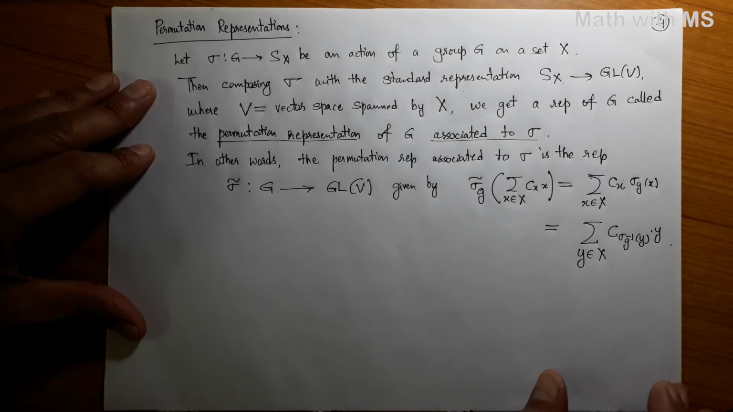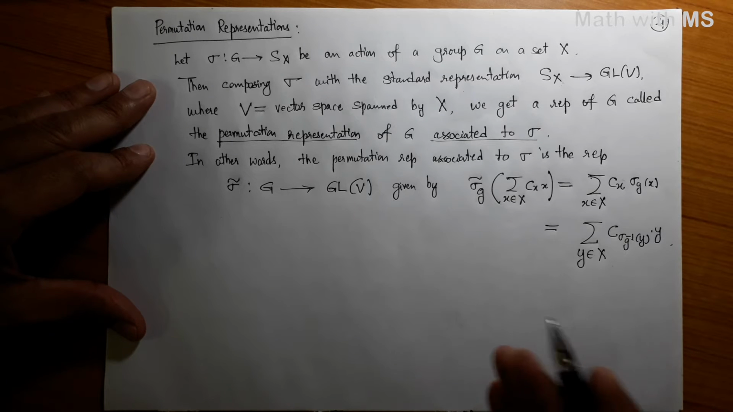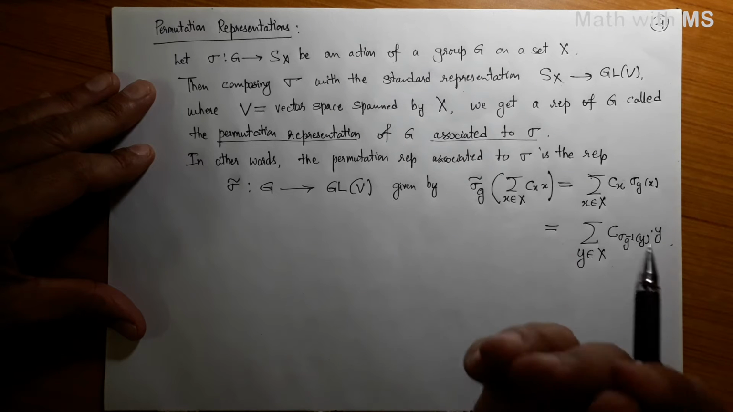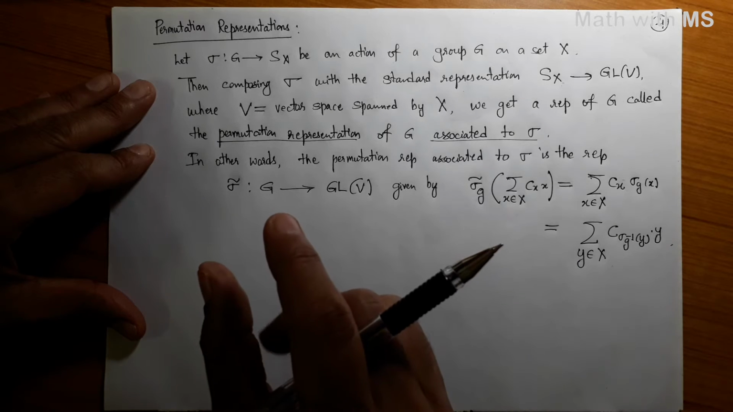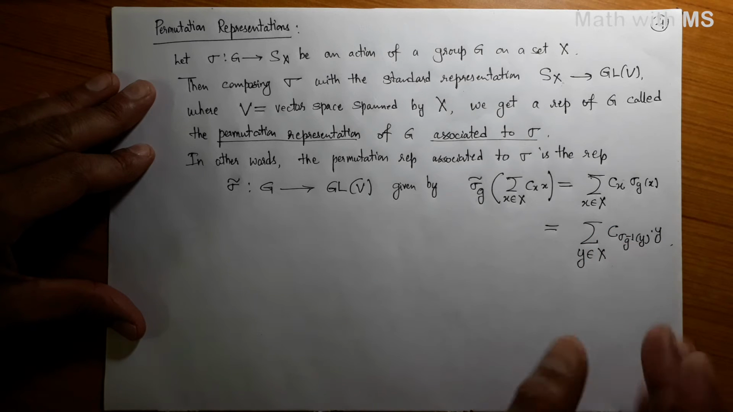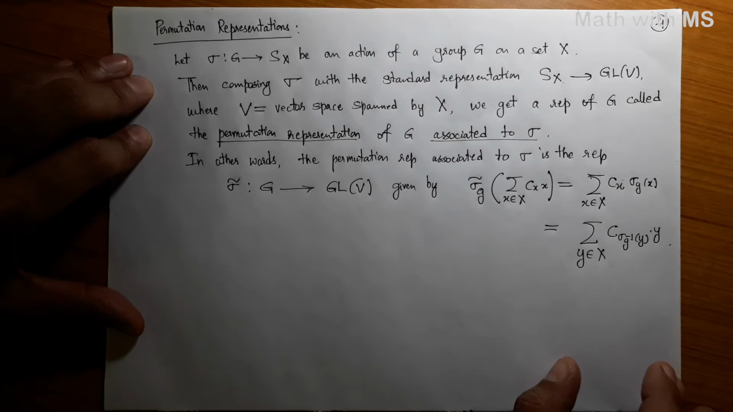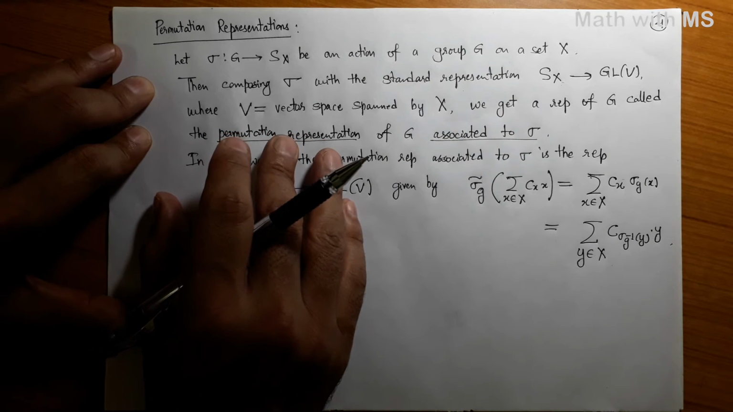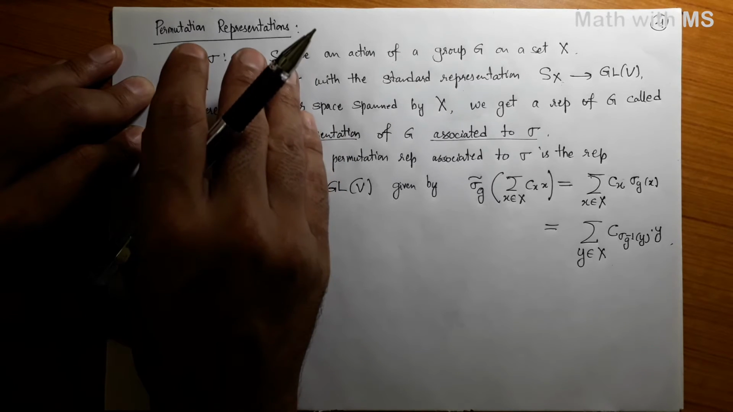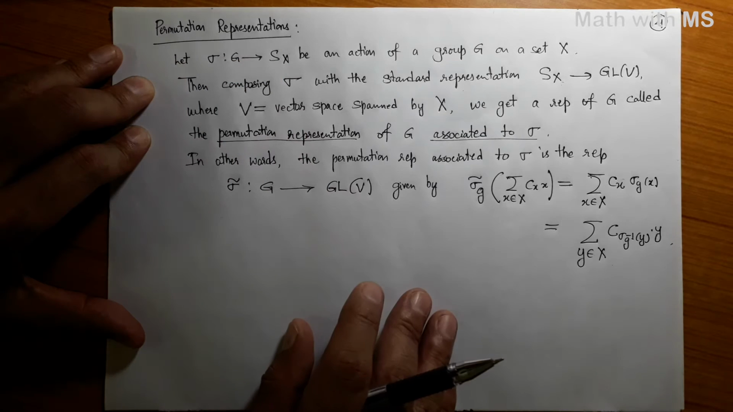So therefore, permutation representation can be thought of as a generalization of regular representations, where the set on which the group is acting is any other set, not necessarily the group itself. So the aim of this lecture is to understand permutation representations and find out conditions for finding irreducible factors of permutation representations.